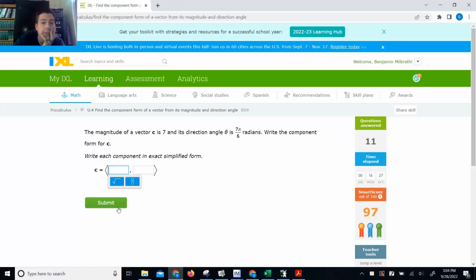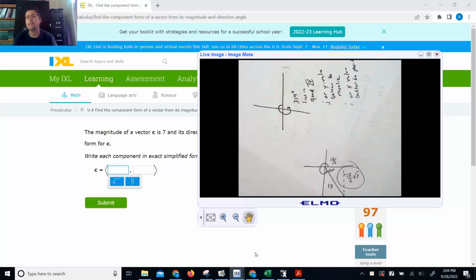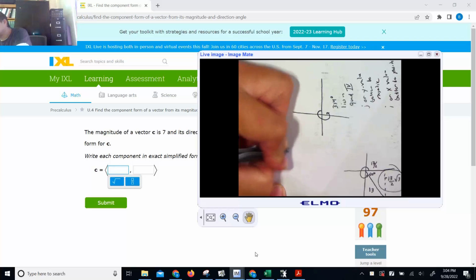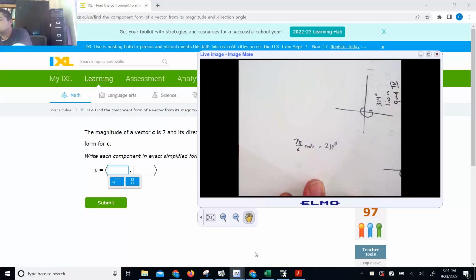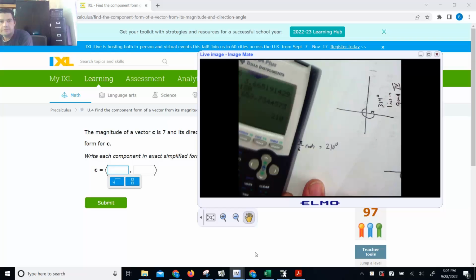7 pi over 6 rads. Worth doing. This is kind of an important one. I think I'm going to have you guys take this straight to 100. I hope you're able to get it. 7 pi over 6 rads should be 210 degrees. If you don't believe me, you can do 7 pi over 6. You can multiply it by 180 and then divide it by pi. And turns out I was right.